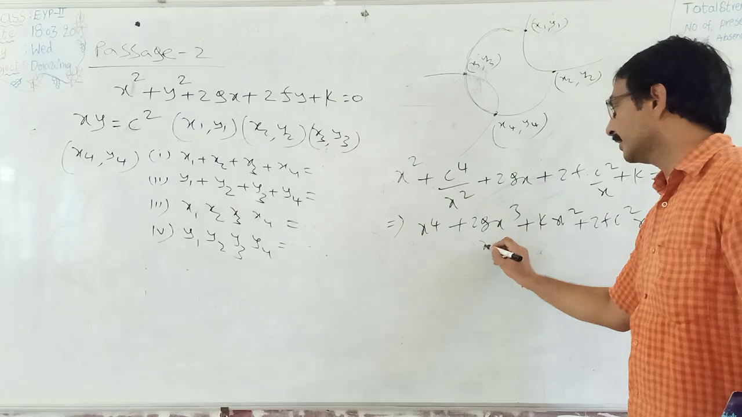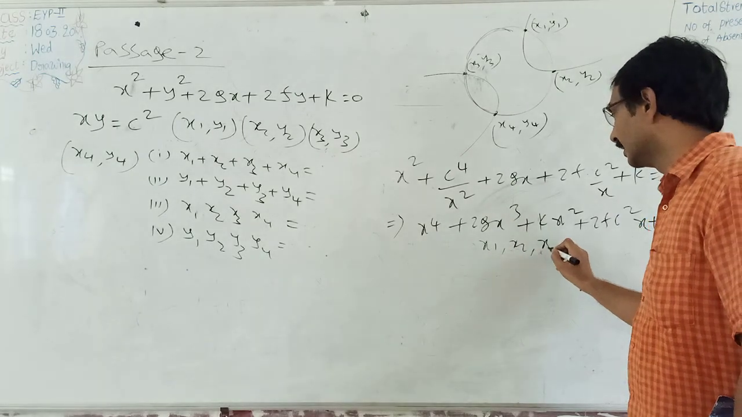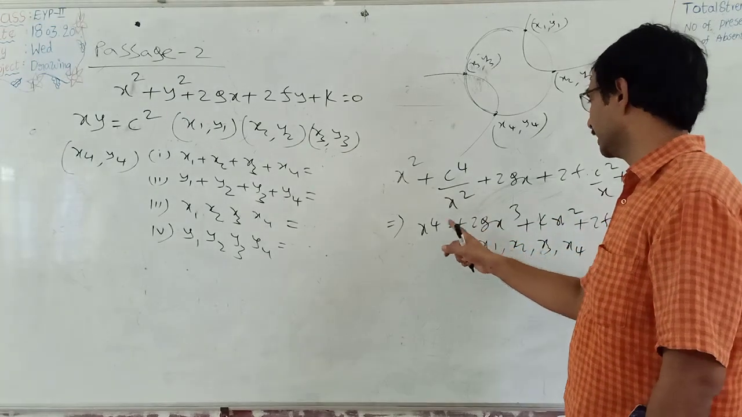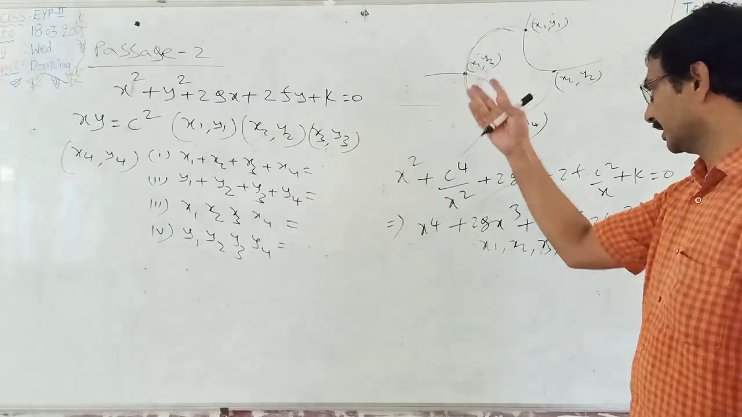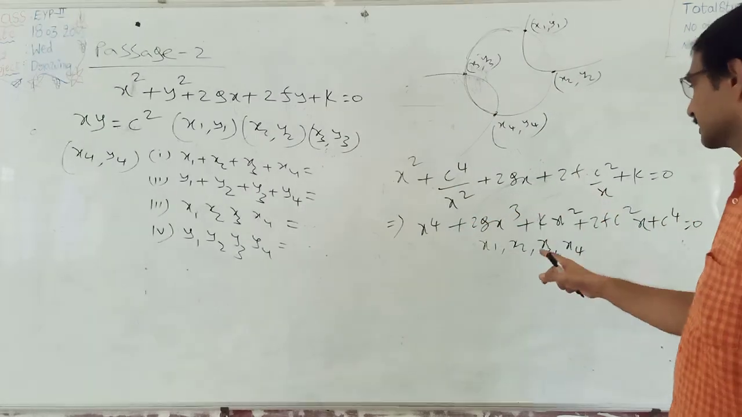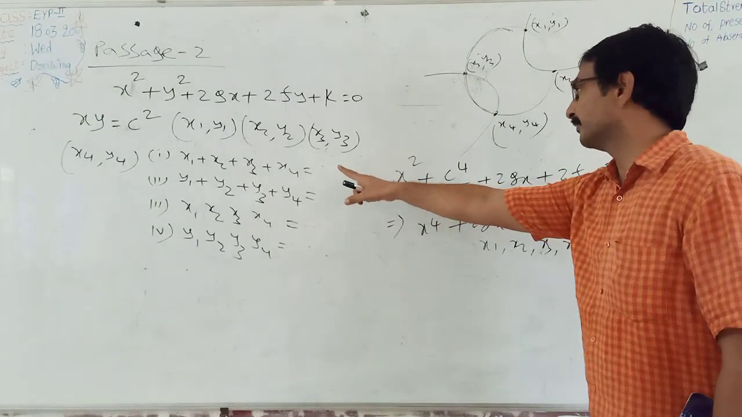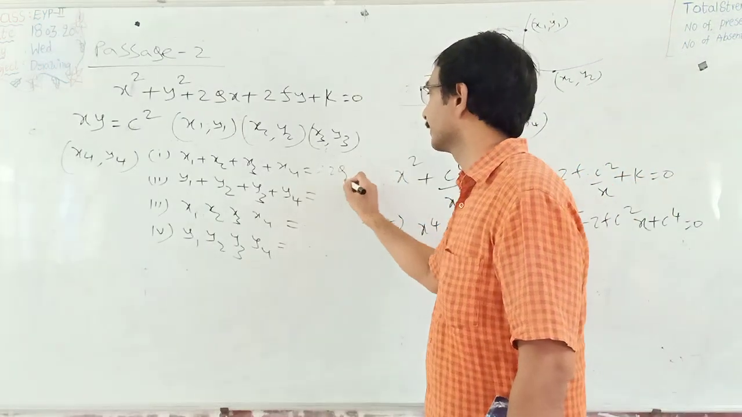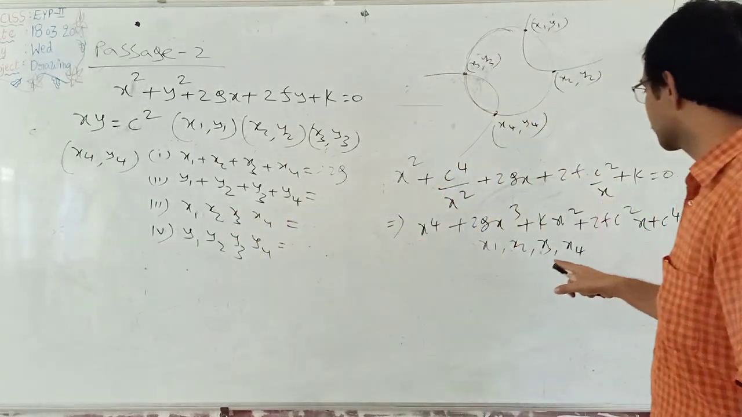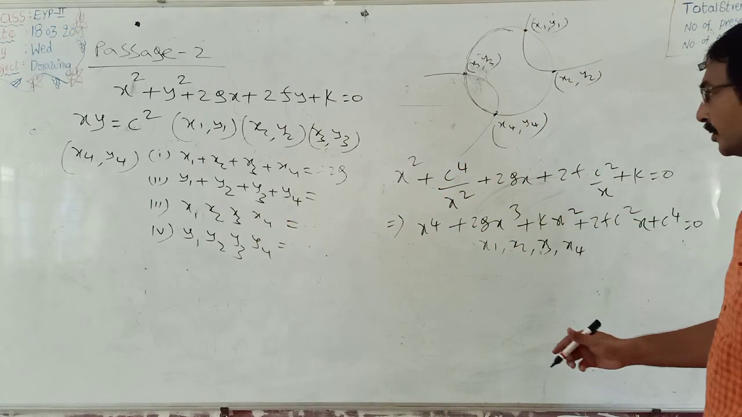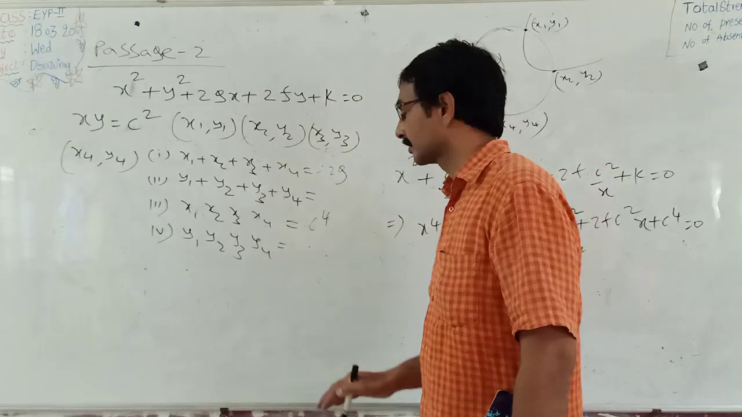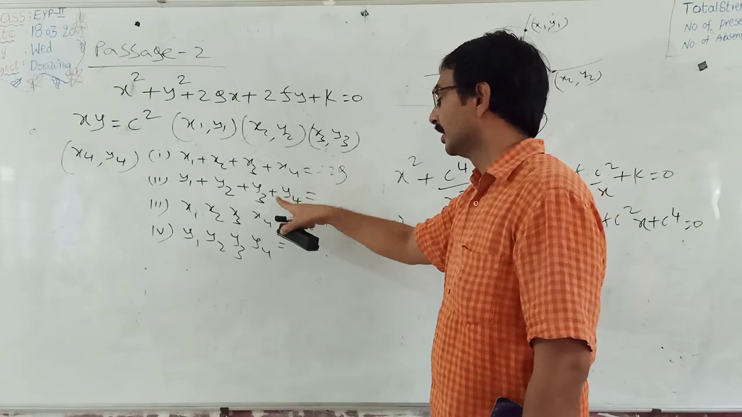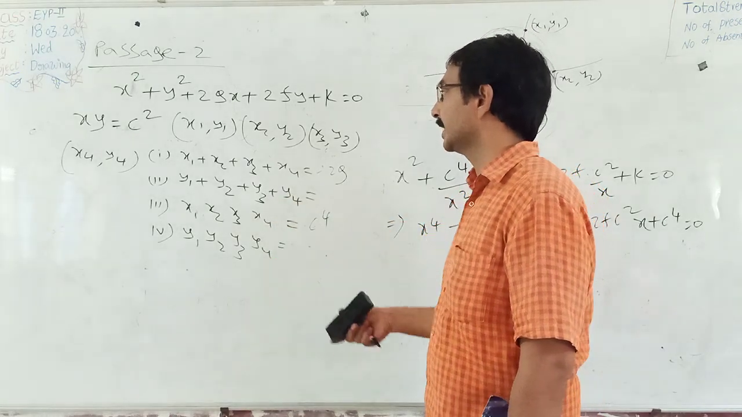Clearly, the roots of this are x1, x2, x3, x4, because this is a fourth degree equation in the variable x. From the concept we have discussed, the first one, sum of the roots, is minus 2g by 1, that is minus 2g. The third one, product of the roots, is constant term by coefficient of x power 4, which is c power 4. Okay.